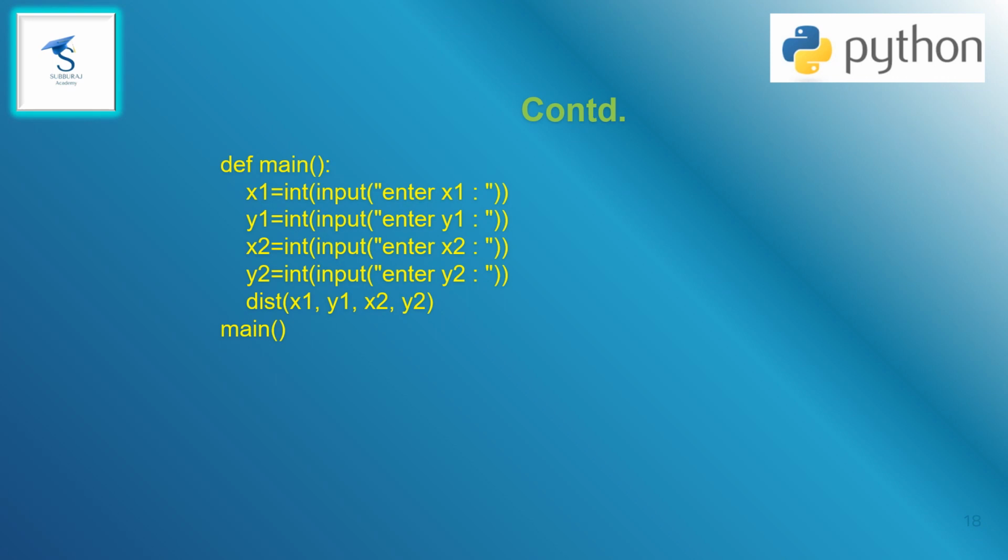So, in the main function, enter numbers: coordinate x1, coordinate y1, points of 3, 4. x2, y2 maybe say 7, 8. Then you call the distance function, passing x1, y1, x2, y2, and you get the result.